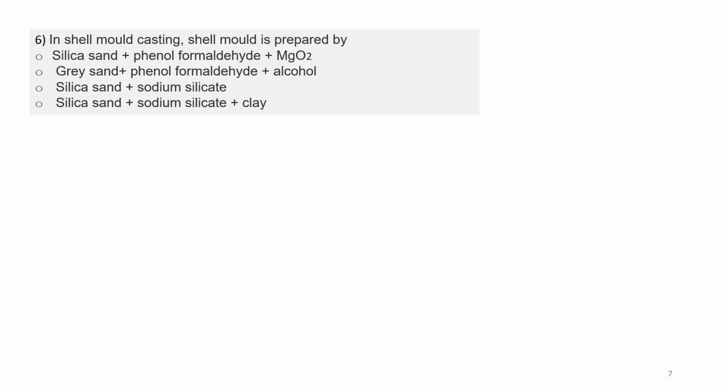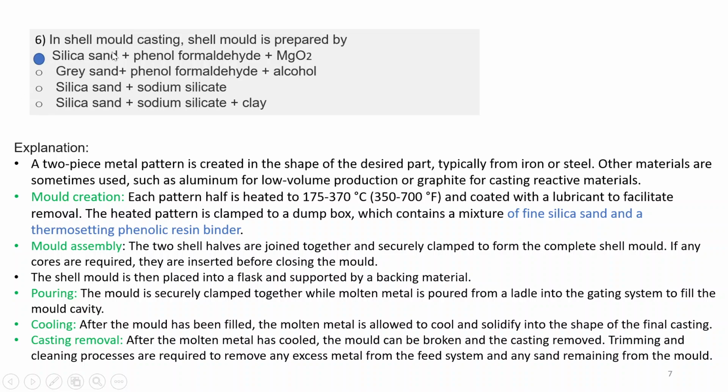Next question is, in shell mold casting, shell mold is prepared by, your options are silica sand, phenol formaldehyde plus MgO, grey sand, phenol formaldehyde alcohol, silica sand, sodium silicate, silica sand, sodium silicate plus clay. Answer will be first. So here a two-piece metal pattern is created in the shape of the desired part, typically from iron or steel. Other materials are sometimes used, such as aluminum for low volume production or graphite for casting reactive materials.